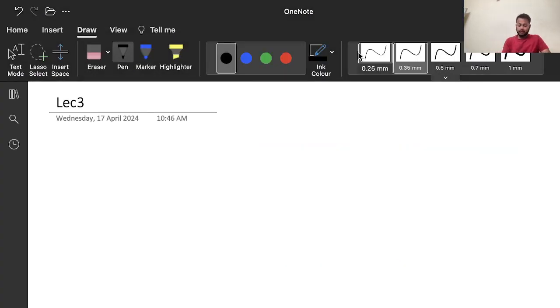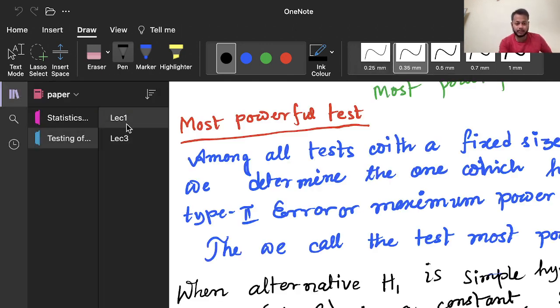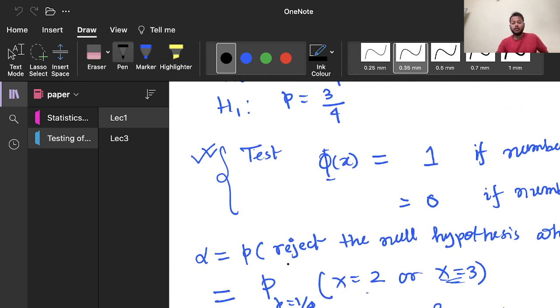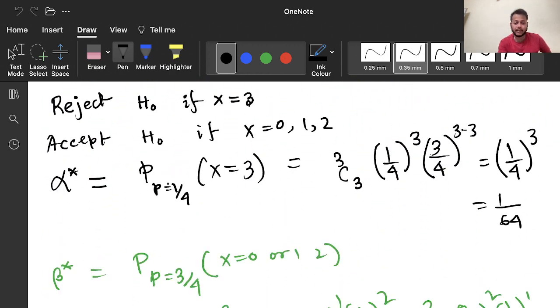So hi everyone, today we are going to use the NP fundamental lemma that we have learned in the last lecture to see how one can use this fundamental lemma to estimate some parameters or test some hypothesis. So we will do that. So what is the NP lemma?